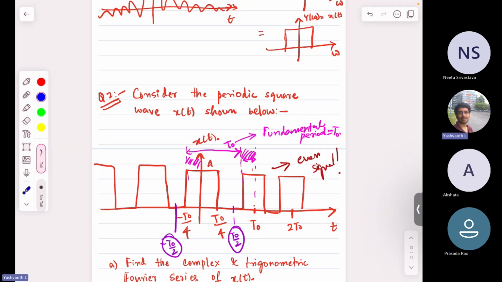Whether or not something is even, what does it mean? It should be symmetrical about your y-axis, right? That is the meaning of even. That's why it's even. But there, in the first question, it was the reverse, anti-symmetrical. That's why it was an odd signal.